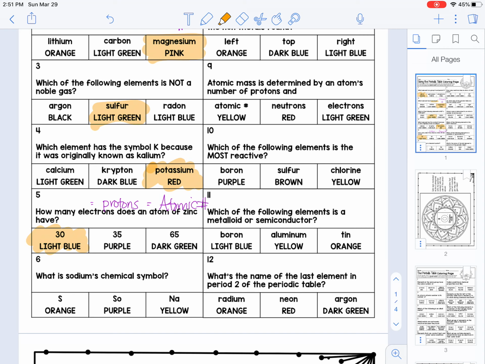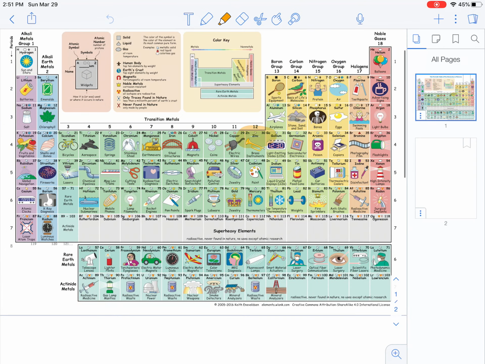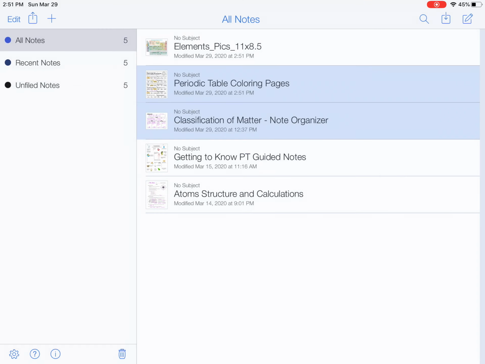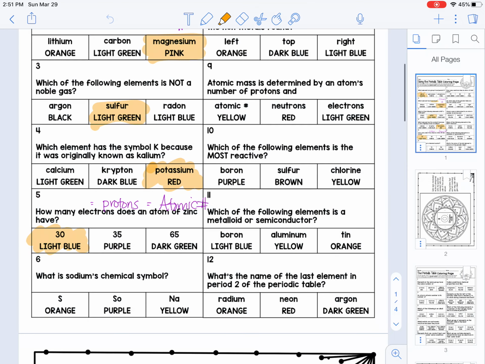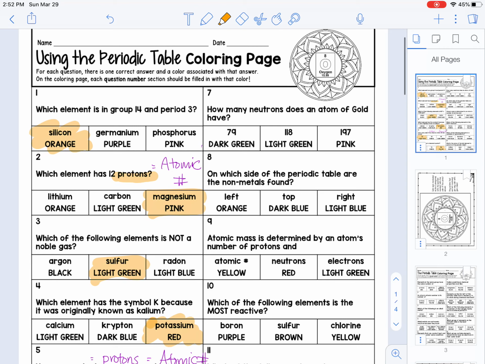Number 6, what is sodium's chemical symbol? We go back and look at our periodic table, and sodium is right here. And sodium's symbol is Na. Hopefully you remembered that one without having to look, because that was one of the ones that I've asked you to start memorizing. Sodium is Na.